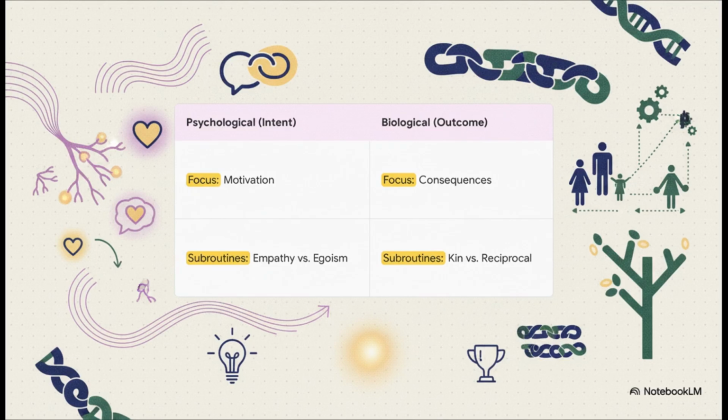On one side, you have the psychological processor. It's all about intent, running subroutines like pure empathy. But running in parallel, you've got the biological processor. And that one? It's completely outcome-based. It's laser-focused on the reproductive consequences, making sure shared code survives. So you've got two very different pathways that, surprisingly, often lead to the exact same result.